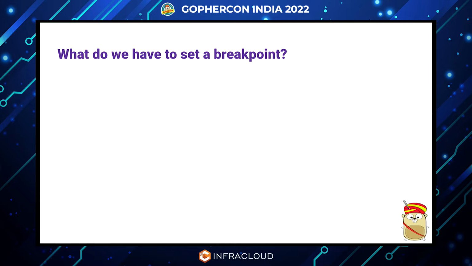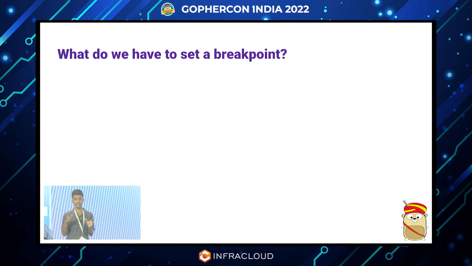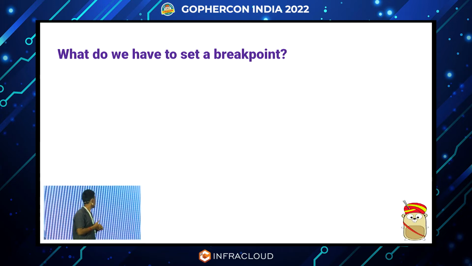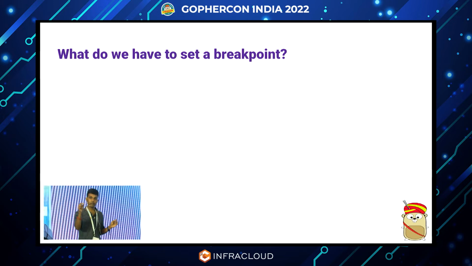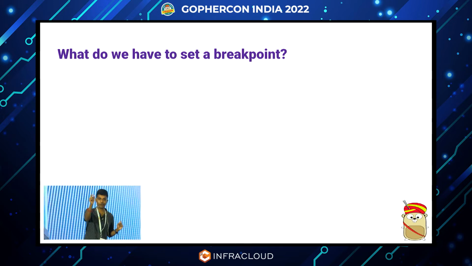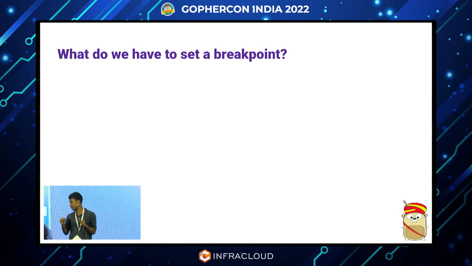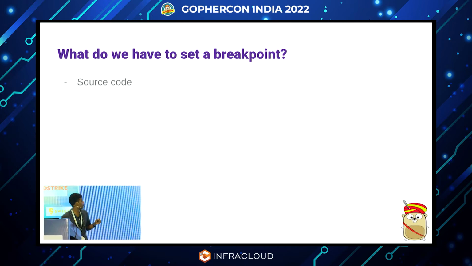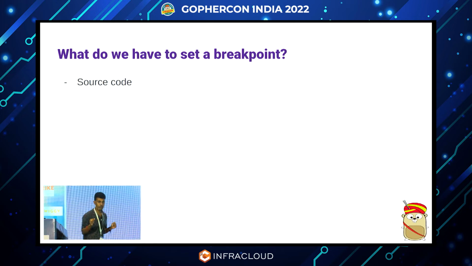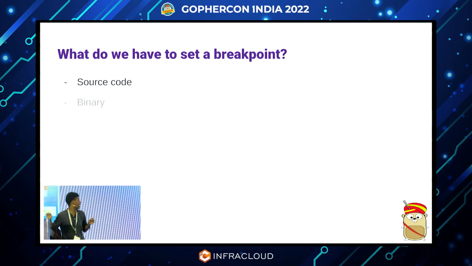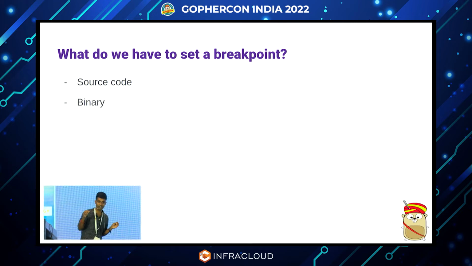Cool. We got the understanding of what a debugger is. Let's understand how a debugger works internally. So we want to set a breakpoint, that red color dot that VS Code does. For that, what do we have? We have a source code. Then from the source code, we can derive the binary, which is go build dot.